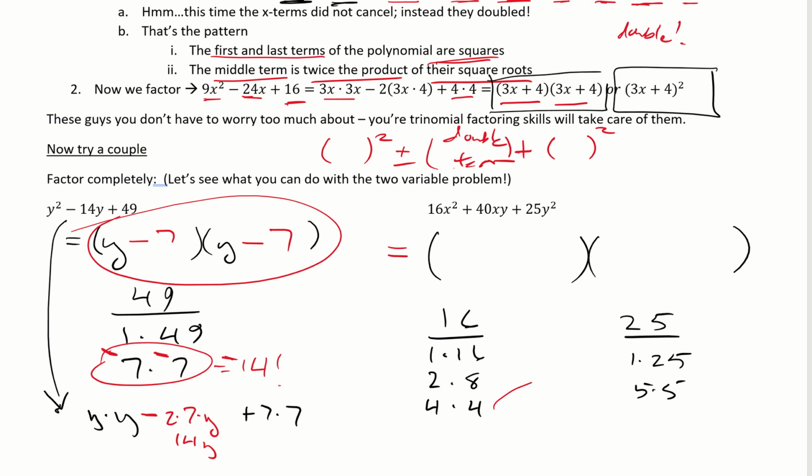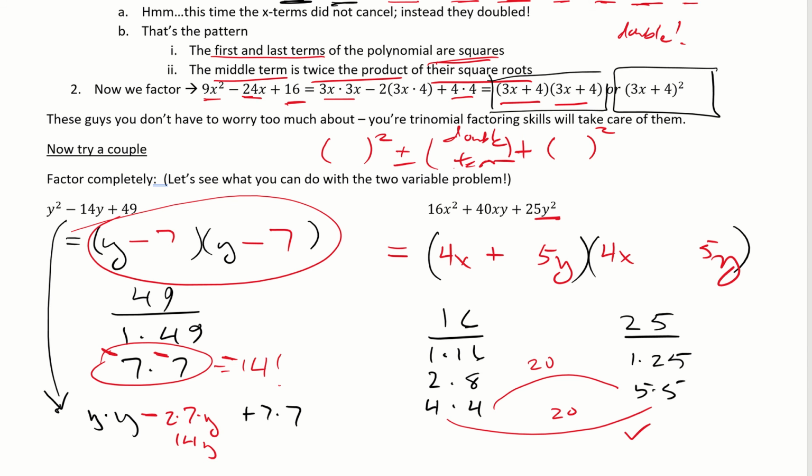You ready? 4 times 5 is 20. 4 times 5 is 20. They add up to 40. We're happy. So we write our answer. It's going to be 4x, 4x. Is it just 5? No, there's a y on the end. 5y. 5y. And they should both be plus.